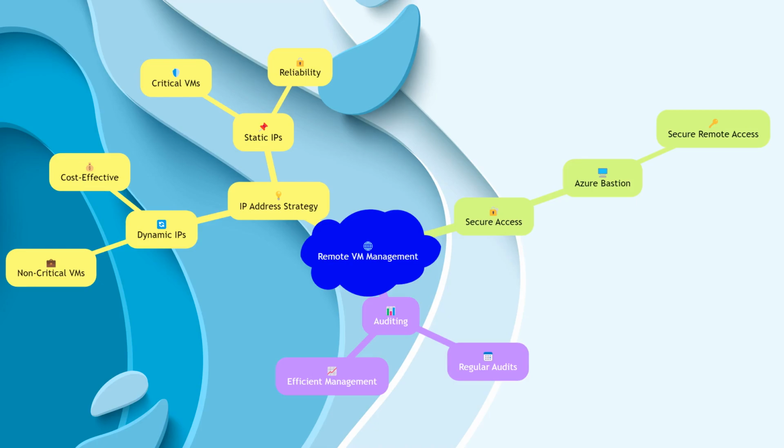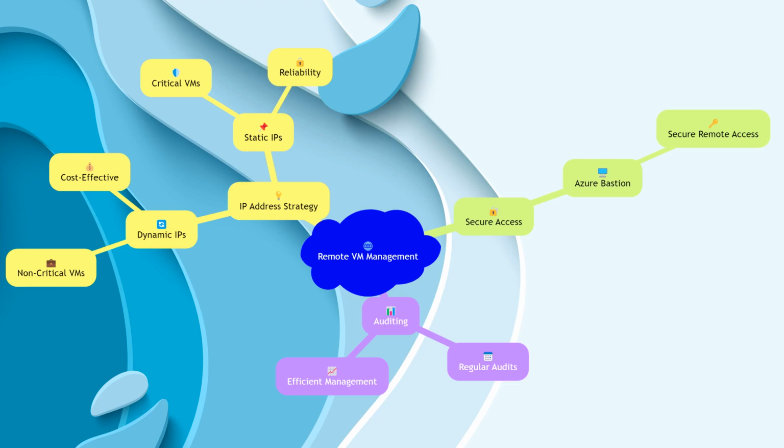In another scenario, an organization requires remote management of their virtual machines. By assigning dynamic public IP addresses to non-critical VMs and static IP addresses to critical ones, they balance cost and reliability. Using Azure Bastion for secure remote access and regularly auditing IP address usage ensures efficient and secure management of their virtual infrastructure.